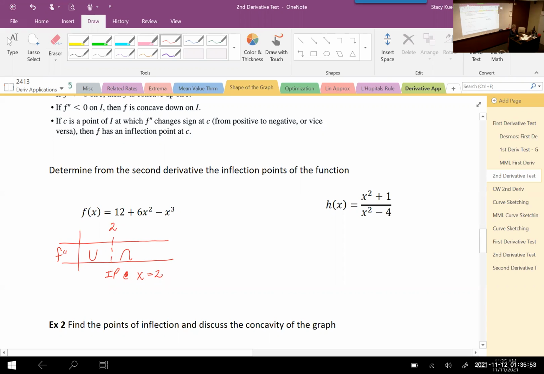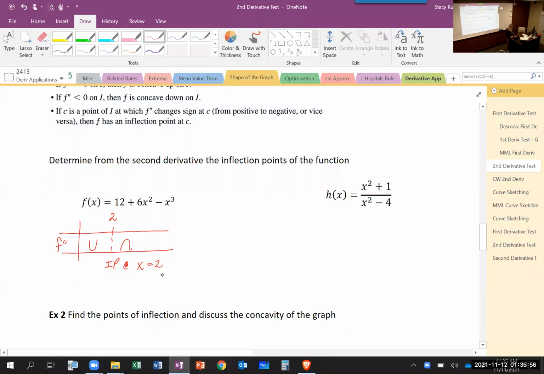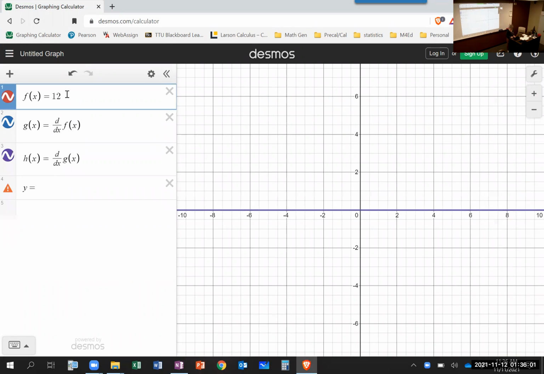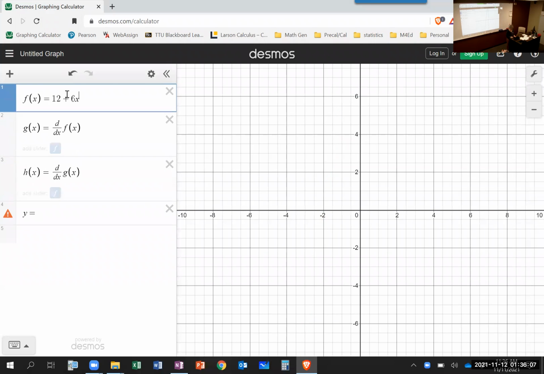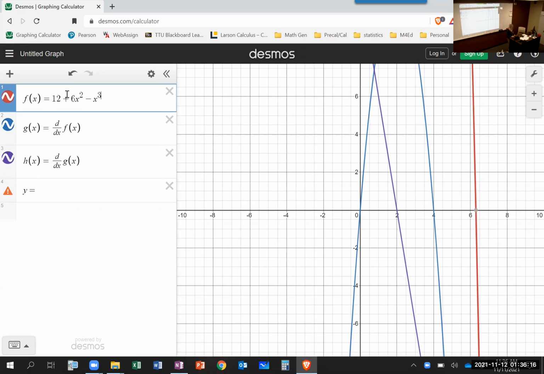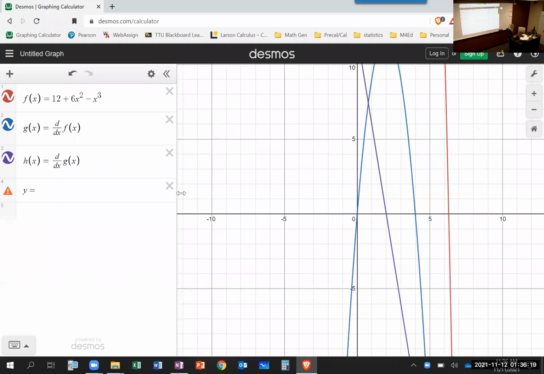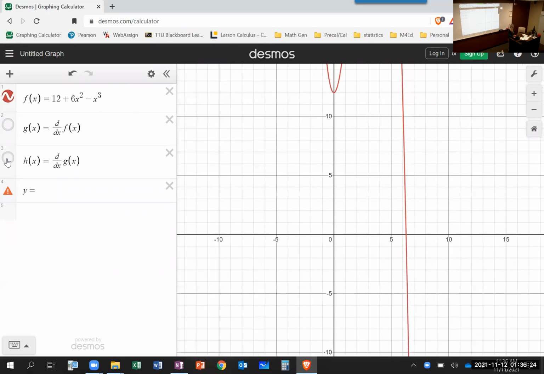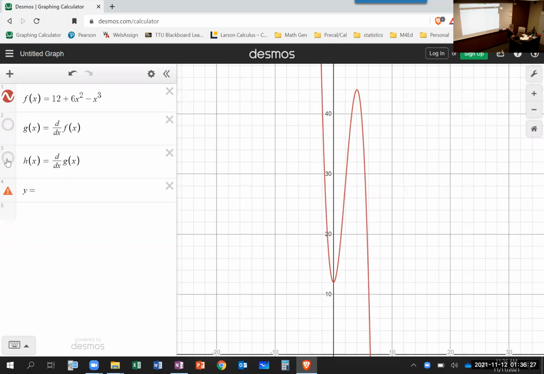So let's just look for a second at what that means. If we have our polynomial, which we said was 12 plus 6x squared minus x cubed, all right, then we have here, let me turn these off. That's the function we're looking at, right? That's the original function that we were looking at. It's a cubic function and it's going down.